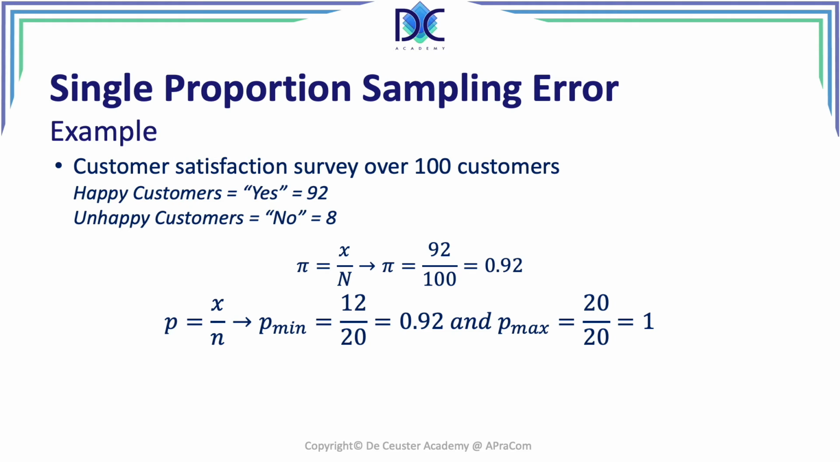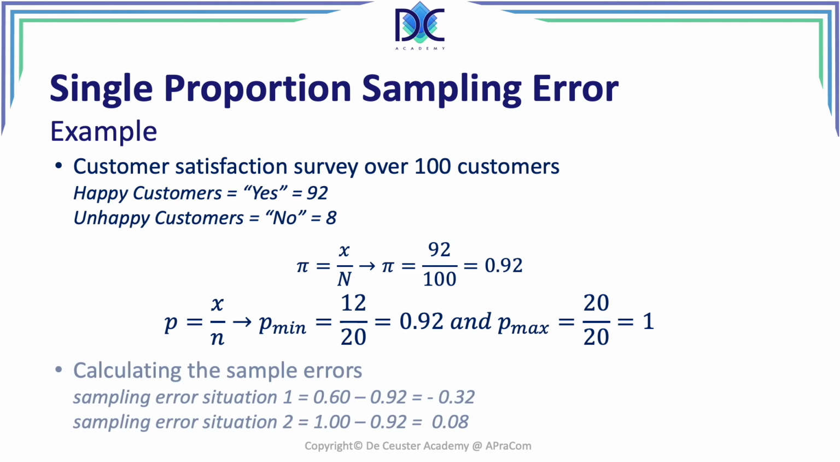Now we select 20 out of those 100. And in the worst case, I select 8 of them who are unhappy customers, and then the 12 remaining are happy customers. So basically what we have here, the minimum sampling proportion, is 12 over 20, which is equal to 0.6, and Pmax is 20 over 20, which is equal to 1.